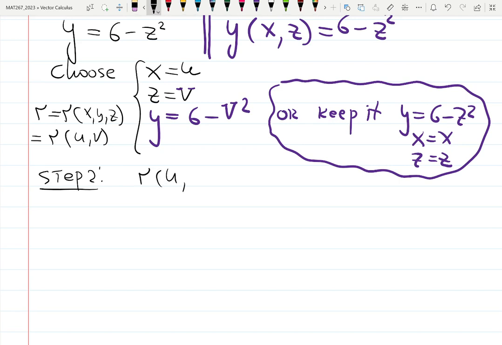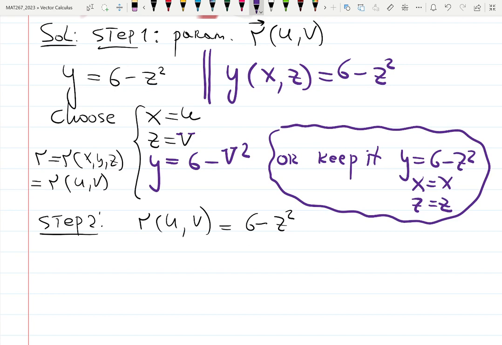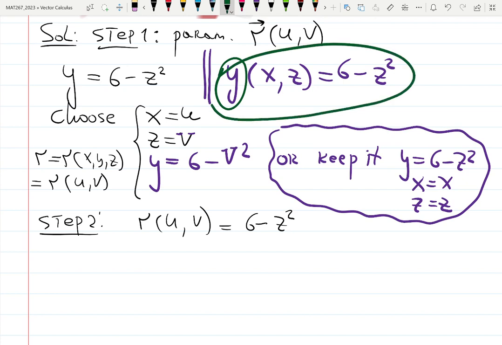R of u, v is 6 minus z squared. That is so confusing, right? Basically, we're just matching this. This is our parameterization, so we don't need to reinvent the wheel here. It's already given, so just keep it as 6 minus z squared or v squared. It's a kind of dumb way to do it, but it works. So let's just do that.